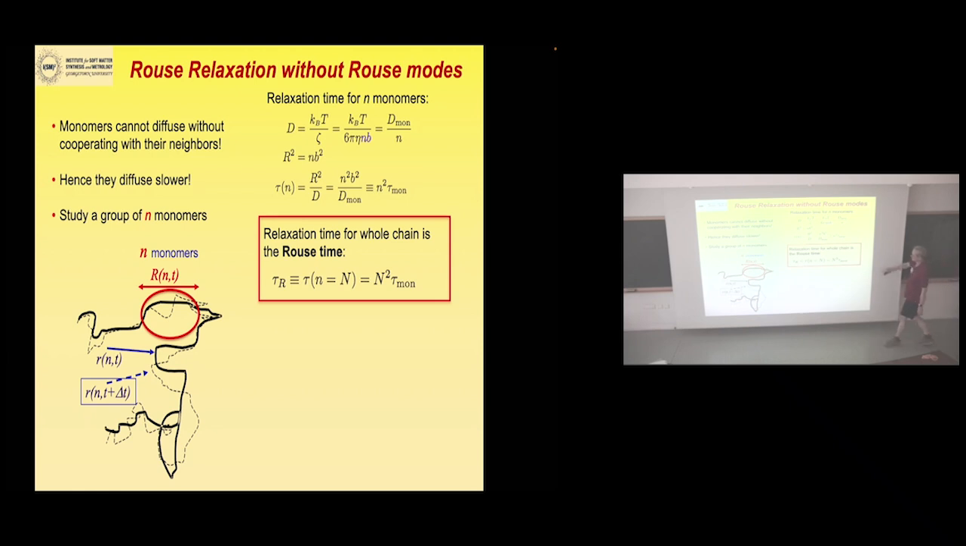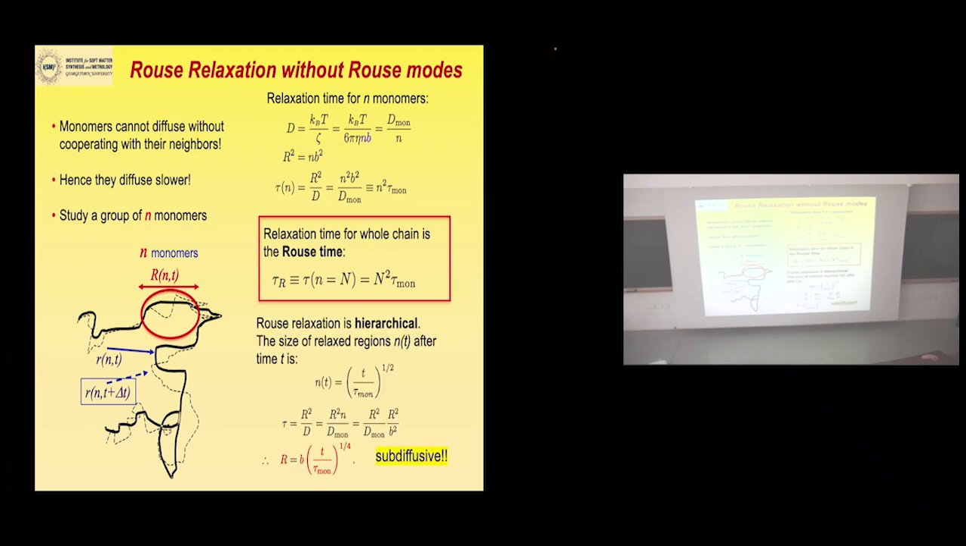Okay. So again, if n is the entire chain, of course, this is just n squared times the monomer time, which is what we had before. But now let's turn this around to try to ask about what's happening for the time scale of these different regions. So if I take these together, and I turn it around, I've stretched it, and I want to say, what's the size of regions that have relaxed after a certain amount of time?